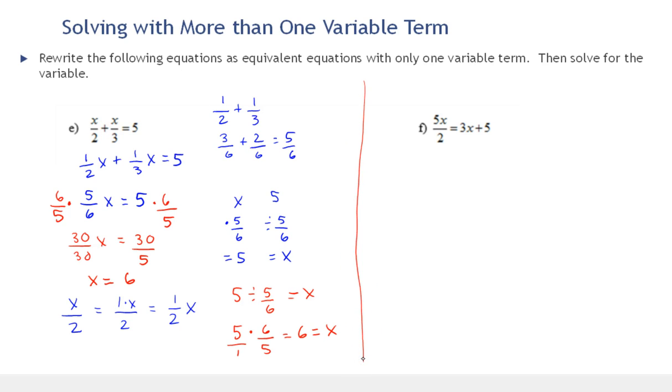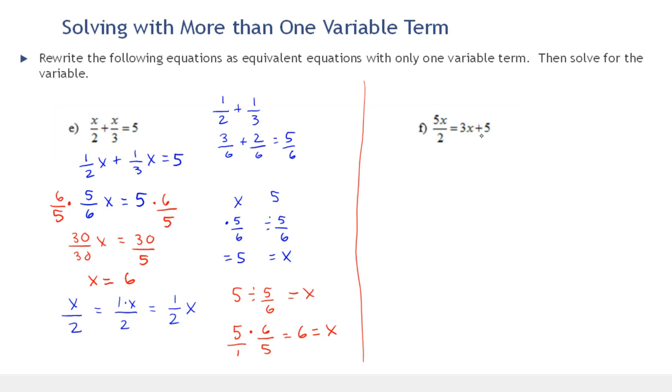Let's look at the next one. Here we have the quotient of the product of 5 and x, and 2, equals the product of 3 and the sum of x and 5. Notice there's nothing to distribute here. In the last problem we combined like terms, and they were fractions, but they were both on the same side of the equation. Here they are not.